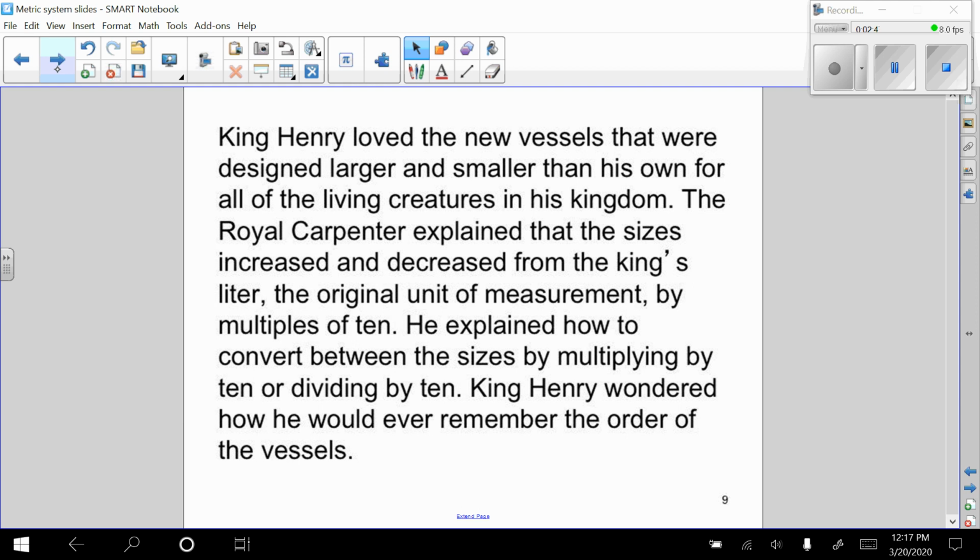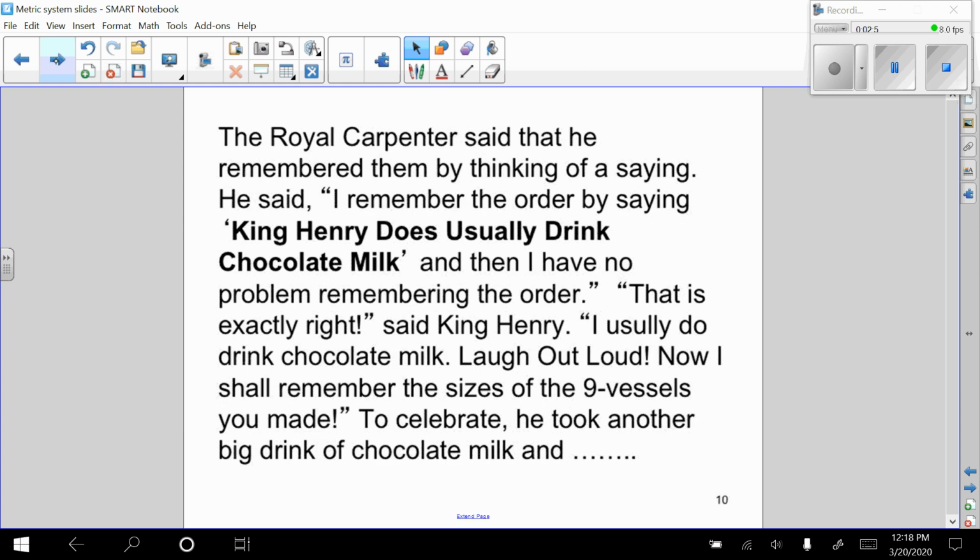King Henry wondered how he would ever remember the order of the vessels. The royal carpenter said that he remembers them by thinking of a saying. He said, "I remember the order by saying, 'King Henry does unusually drink chocolate milk,' and then I have no problem remembering the order." "That is exactly right," said King Henry. "I usually do drink chocolate milk," he laughed out loud. "Now I shall remember the size of the 9 vessels you made."